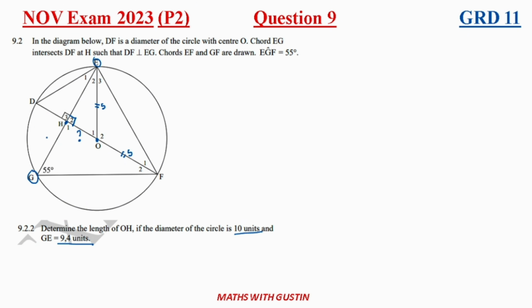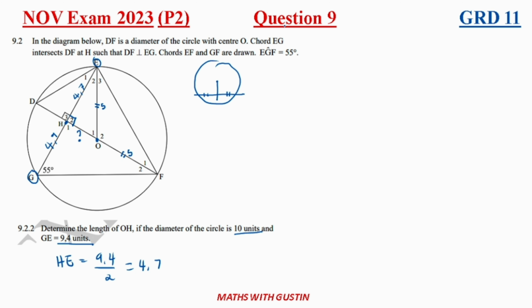GE is 9.4. But we know from the first rule that if you've got a circle and a chord, and you draw a line from the center, it bisects the chord into two equal halves. Therefore you need to divide 9.4 by 2. So EH in this case is going to be 9.4 over 2, which gives us 4.7. So the whole of it is 9.4, but here it's 4.7, and EH is also 4.7.